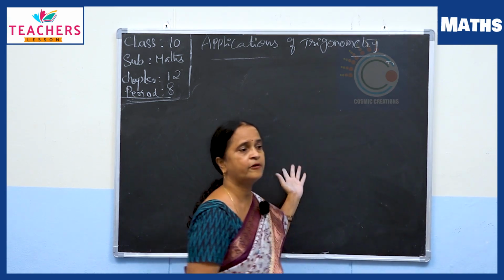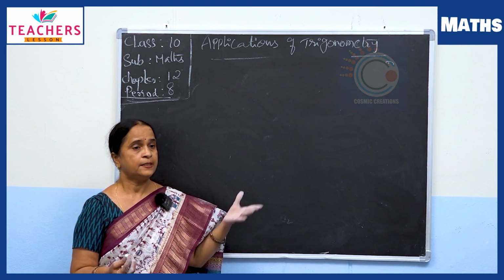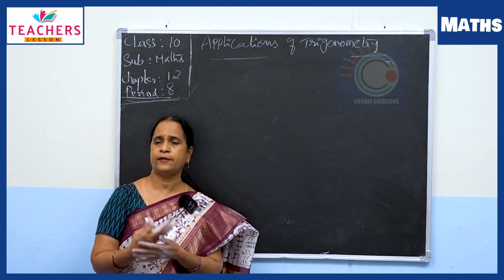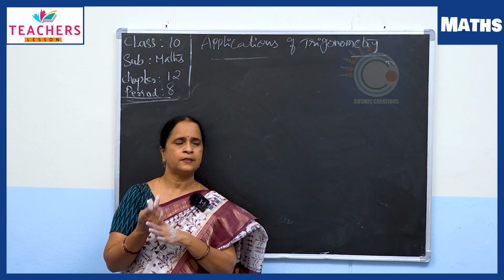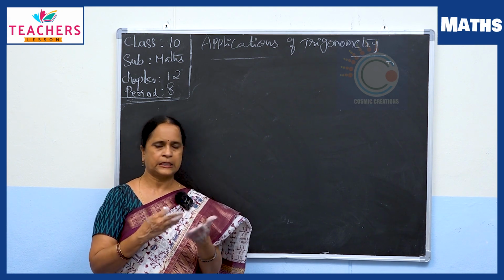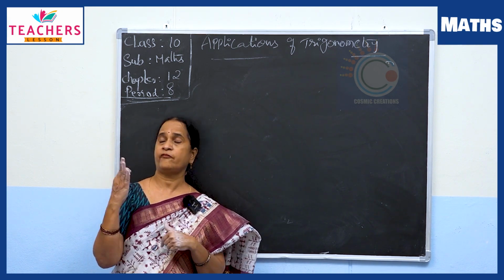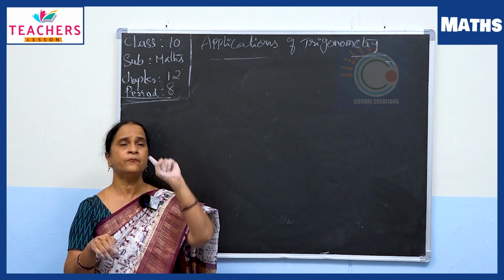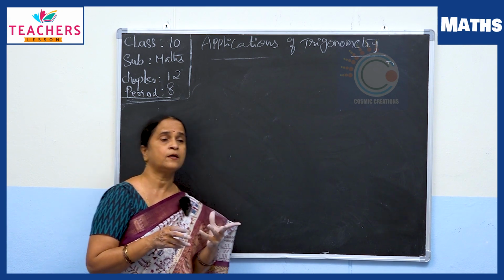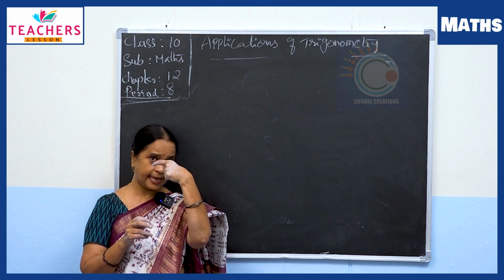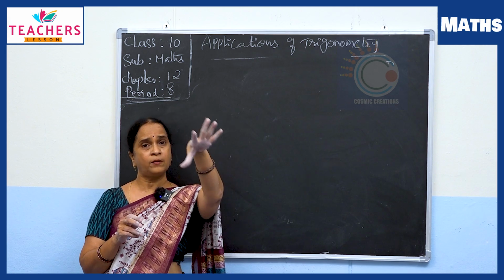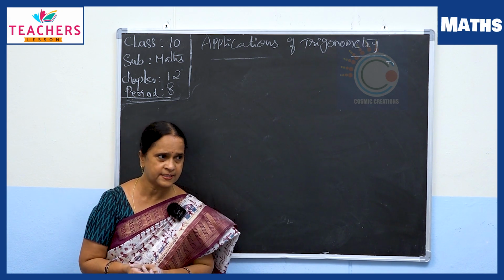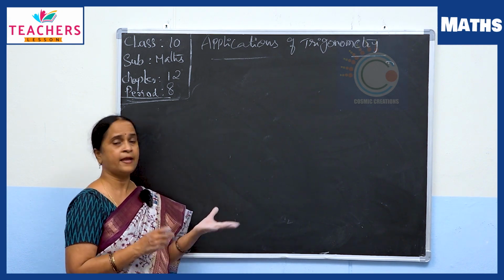Applications, how to apply in real life. We have done 12.1 and 12.2. We have been solving lots of problems: tower, building, angle of elevation and angle of depression, and line of sight. Line of sight means the line made from the observer's eye to the object being observed. That is called line of sight. Okay, very good.